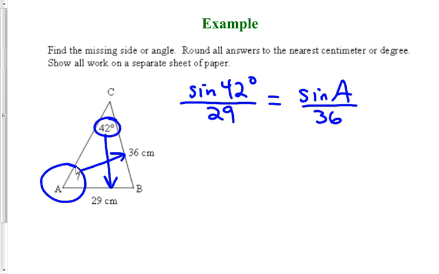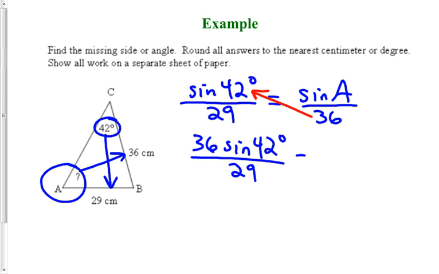Now I'm ready to cross multiply and solve. I want to get the sine of angle A by itself. So in this case, I actually only have to do half of the cross multiplication, because once I multiply 36 times the sine of 42, it's already being divided by 29, and my sine of angle A is already by itself. So don't do the second part of the cross multiplication in this case, because then you'll just have to undo it. Now I have the sine of angle A equals this whole fraction.